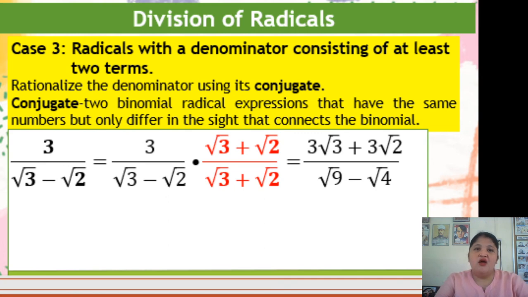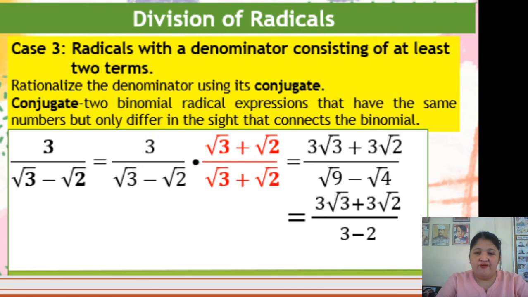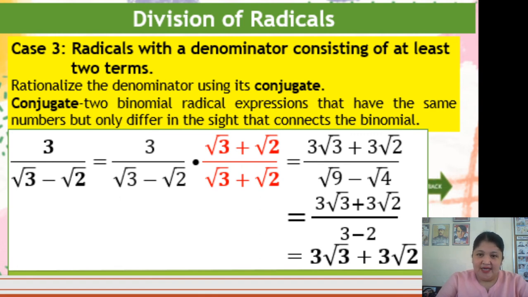We use now rationalization by using its conjugate. So we multiply by square root of 3 plus square root of 2 over square root of 3 plus square root of 2. So our answer will become 3 square root of 3 plus 3 square root of 2 over square root of 9 minus square root of 4. So, we do the operation. The answer would be 3 square root of 3 plus 3 square root of 2 over 3 minus 2. And for the final answer, we have now 3 square root of 3 plus 3 square root of 2. Easy? Yes, it's easy.